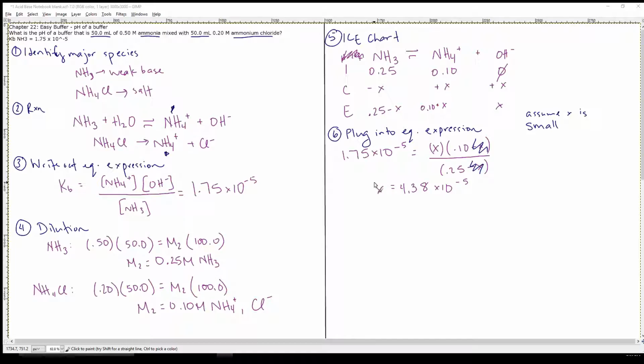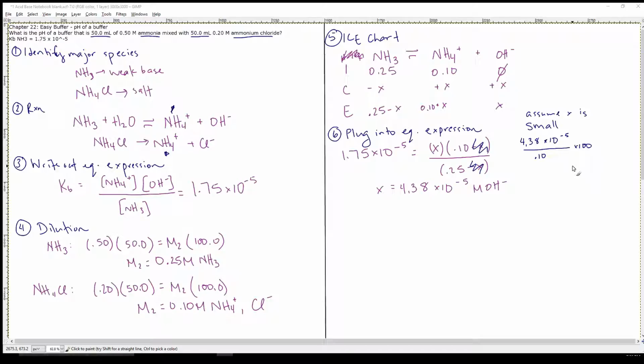And let's say that is also equal to the molarity of our hydroxide. We could use it to figure out the other concentrations too, which we will soon. But first, let's check that our assumption is valid. So 4.38 times 10 to the negative 5 over what it's being compared to. I'm going to pick the smaller of the two because that's the harder test to pass. And if you ever forget that, just test both of them.